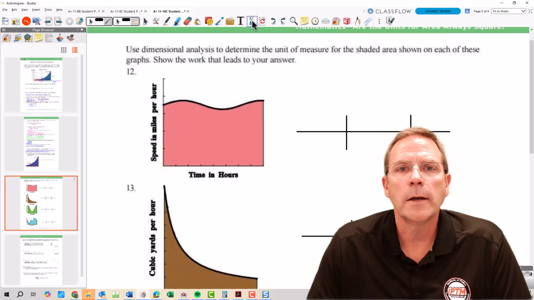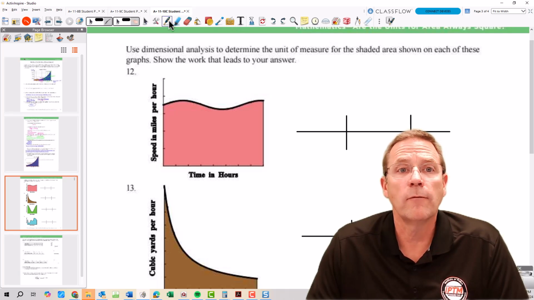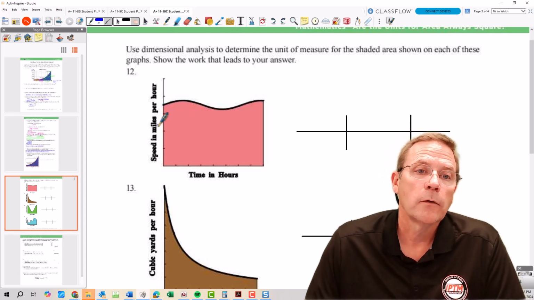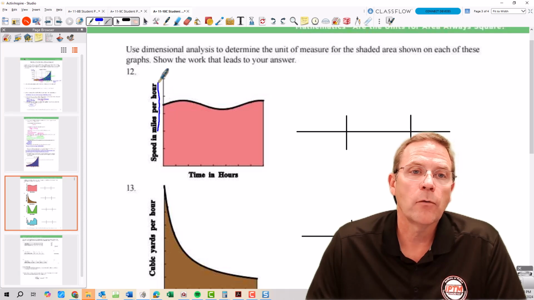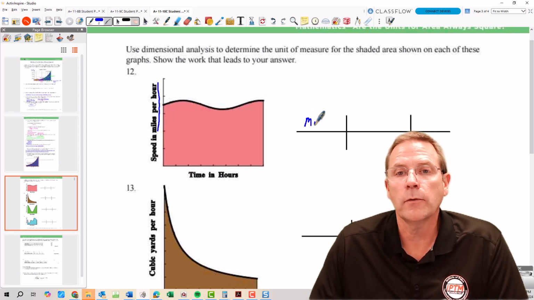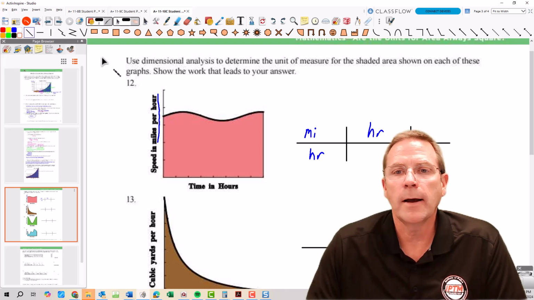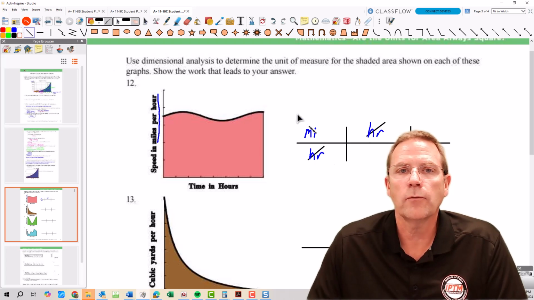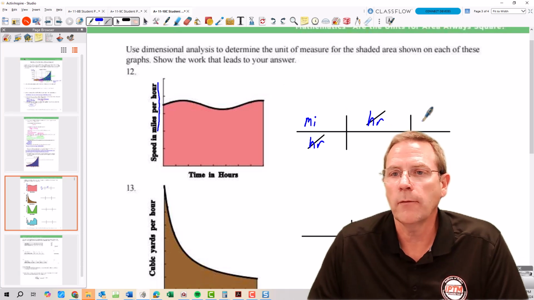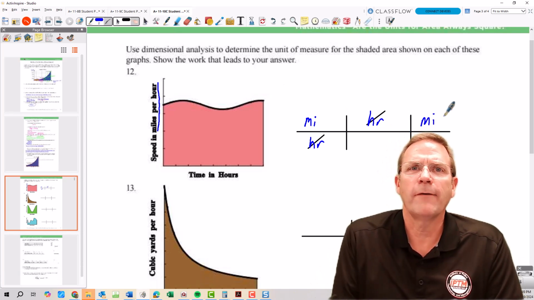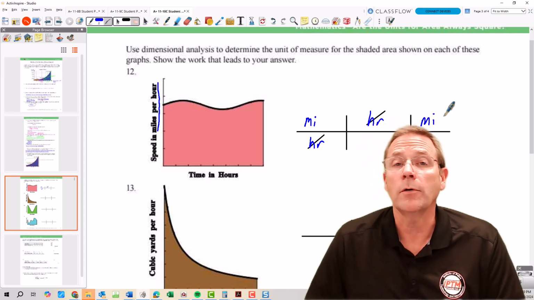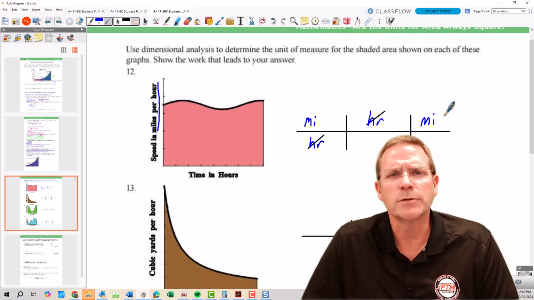And now I'm going to start plugging in my units. We're not caring about the actual values, we're caring about the units. So this is speed in miles per hour, so my miles go on top and my hours go on the bottom. And then this one is time in hours, so my hours go on top, and that means that when I divide out these 2 hours right here, what am I actually left with? Just miles. So my final unit is going to be miles. Notice it is not a unit squared, it's just miles.